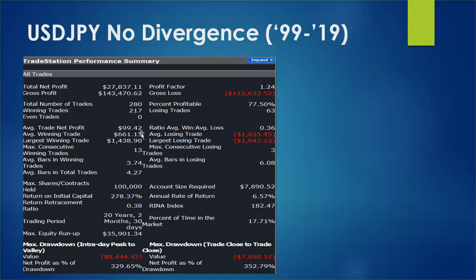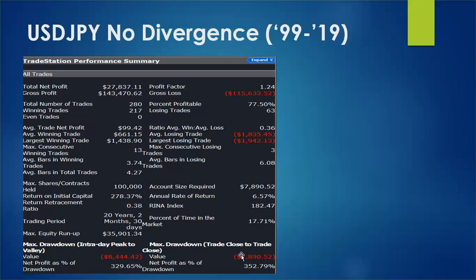You get losing streaks here. The win percentage has dropped to 77.5%. Profit factor has dropped, right? Losers have increased. 63 losing trades rather than 3. So because we're trading close to close, you're going to get actual losing streaks, and the drawdown is much higher.